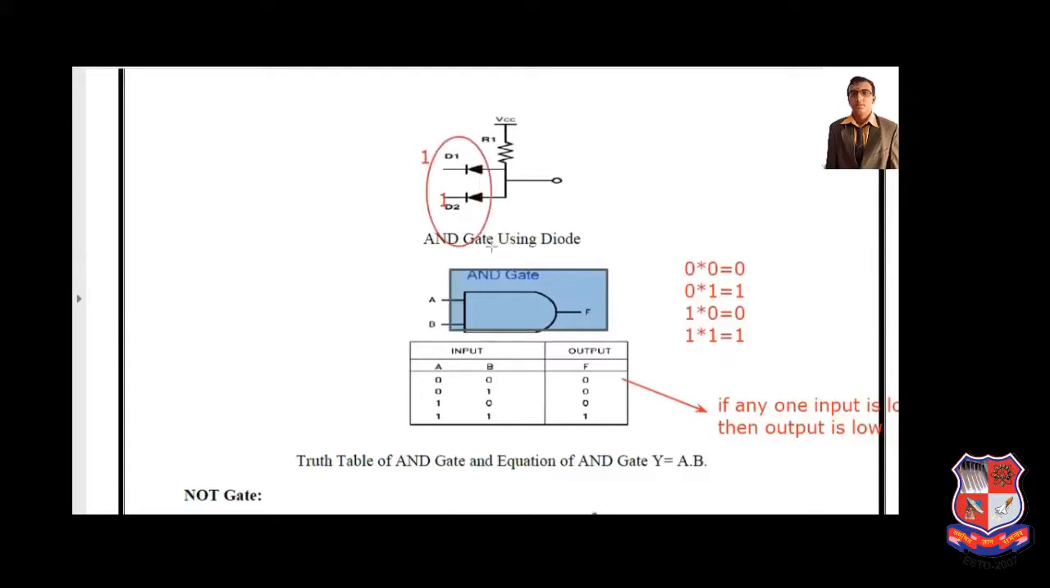I have mentioned it here. The diode acts as reverse bias, so the direct supply voltage we get at the output. So VCC equal to 5 volt is at the output if the input is 1 1. So it is the correct explanation of AND gate.